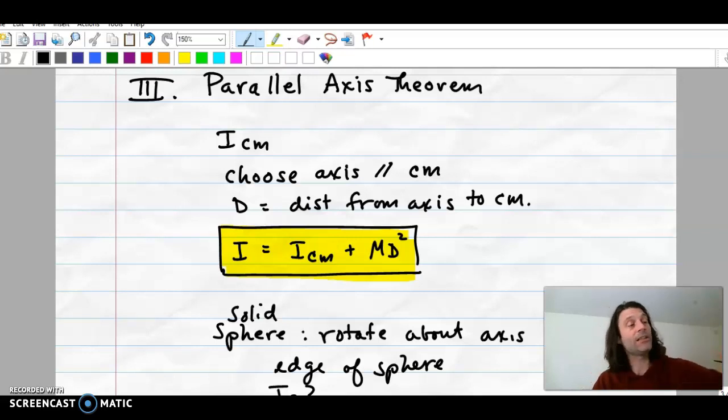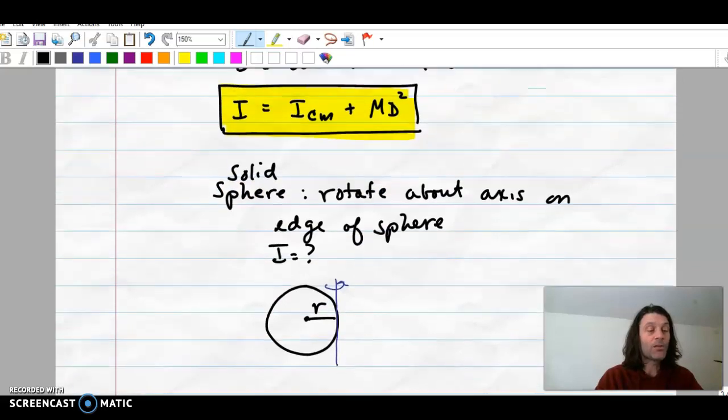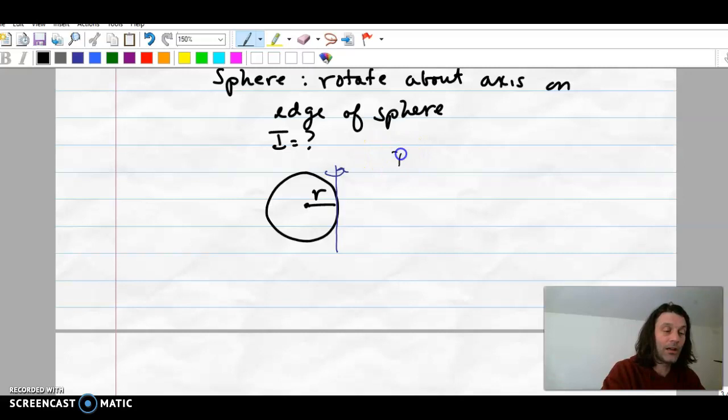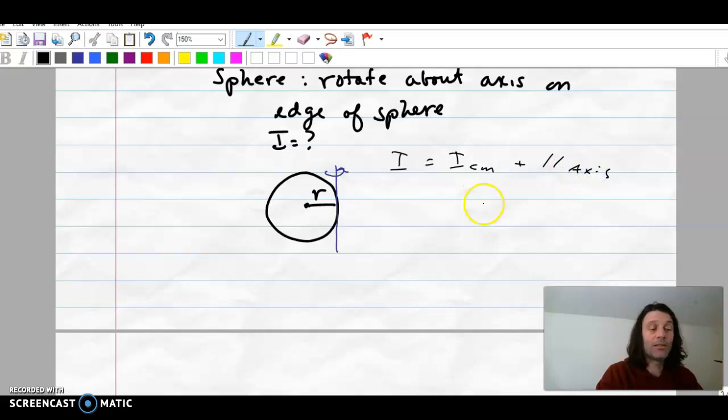So if I were to calculate the I for that orange rotating around the pencil, it will be different than if it were an orange rotating around its center of mass. All right, so that's what they're trying to show you here. The I then is I equals the I about the CM plus the parallel axis term. The I about the center of mass of a solid sphere is 2/5 mr squared, okay?